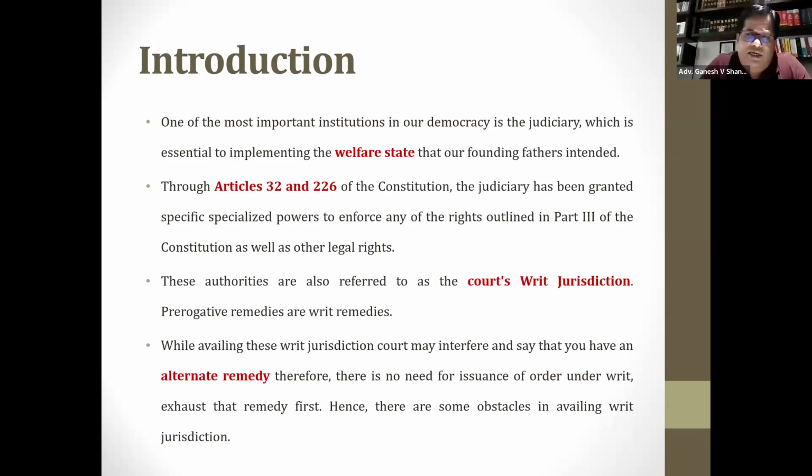So this is a little bit of introduction about the writ. A writ is a tool available to the citizens of the country to bring forth any legal rights or fundamental rights which are infringed by the government, or in certain cases by any person other than the government as well.